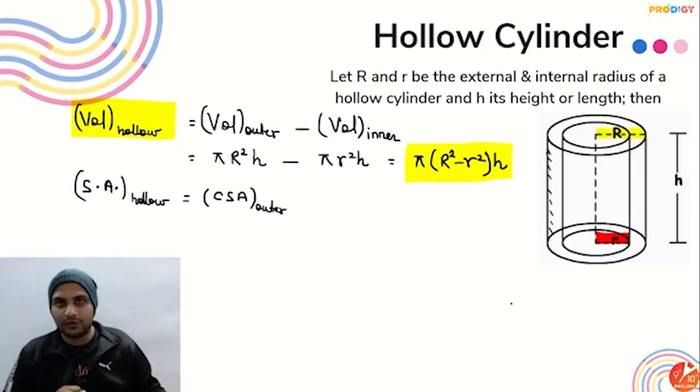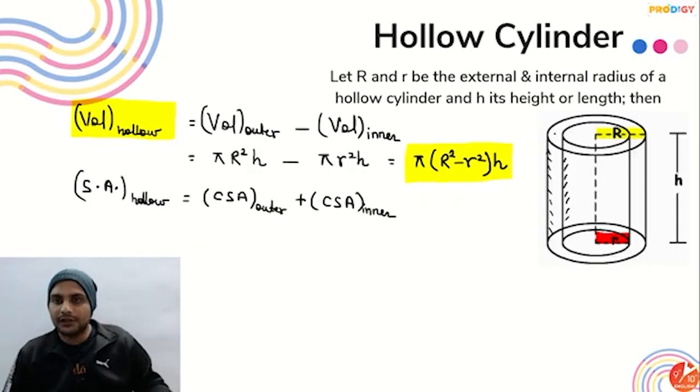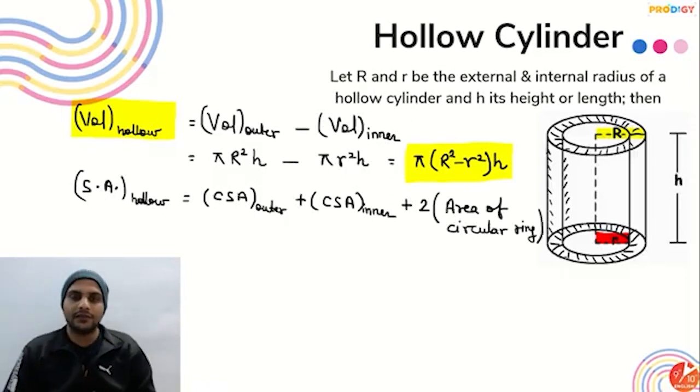We don't do that. We will see all the surfaces which are there and add their areas. So one is the outer CSA. Also there is a curved surface area at the inner side as well, so plus CSA of the inner one. Now you will see at the top here also we have some surface, right? And that same surface is going to be at the bottom as well. So plus 2 times the area of a circular ring.